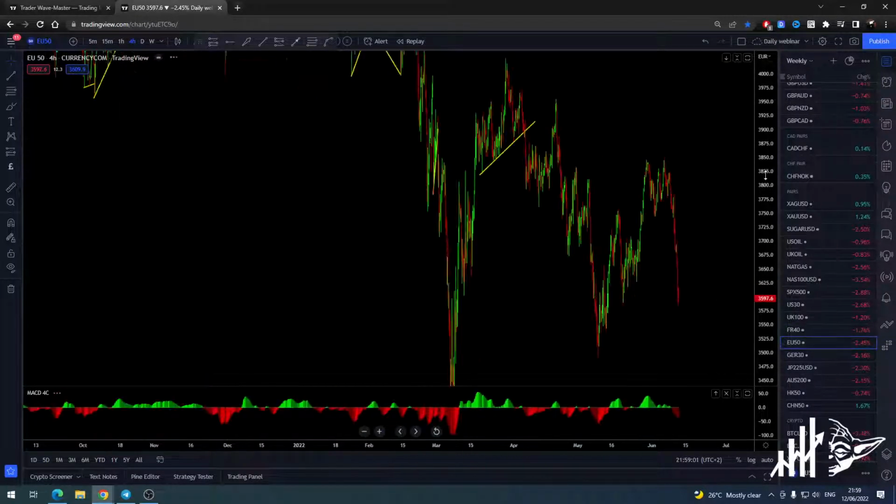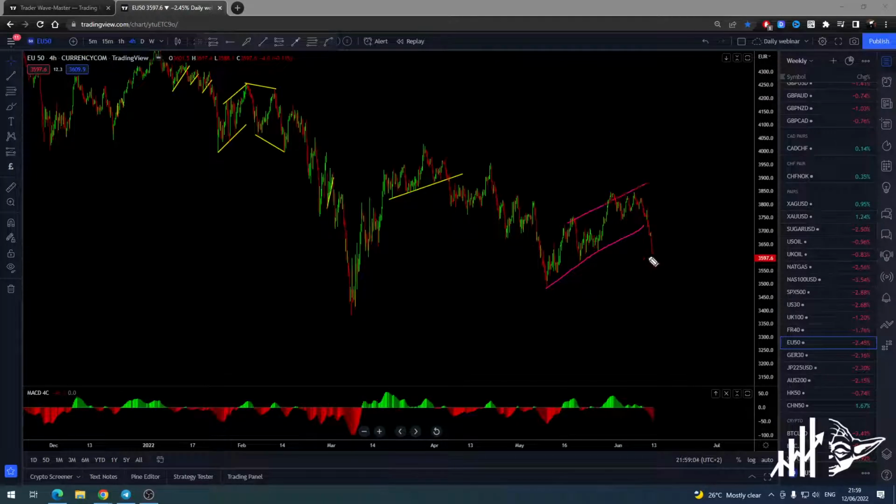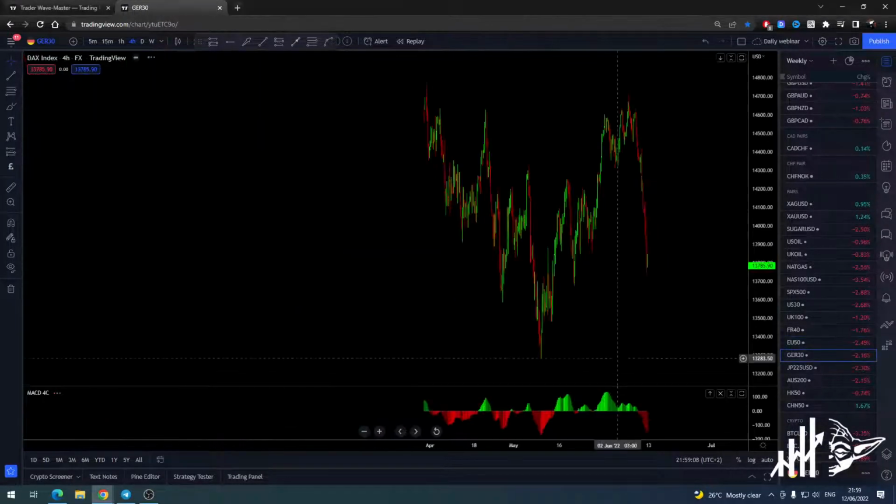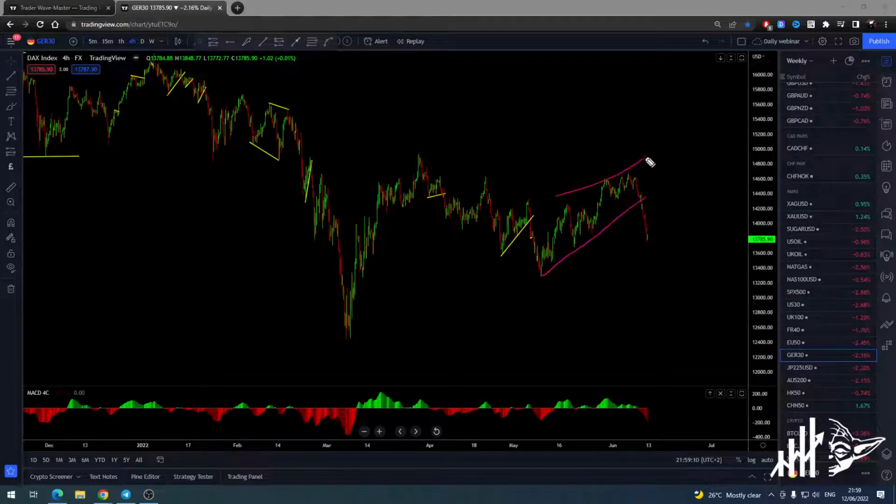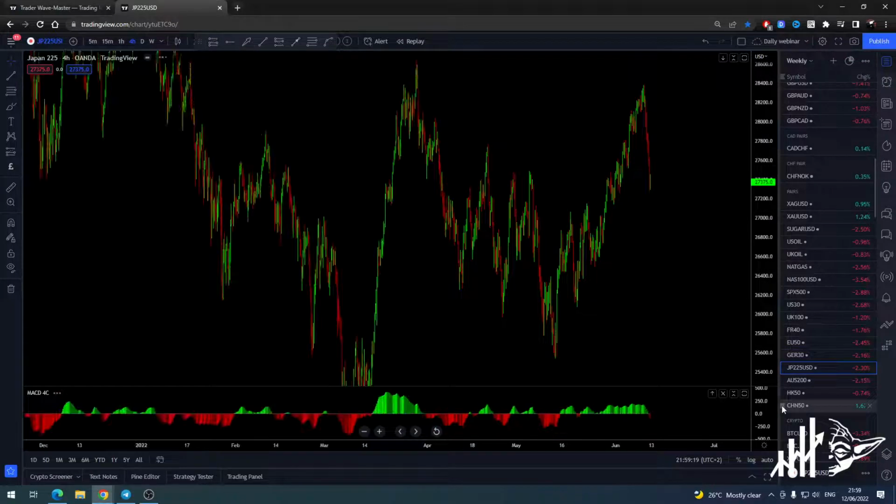Okay, so all the indices are going lower nicely. All indices are going lower, breaking this low, it's possible. German 30, same there. Okay, very good job. Correction, breaking low, this or this one. One of them will be breaking easily, so wait for the correction. You always have to wait for the correction.